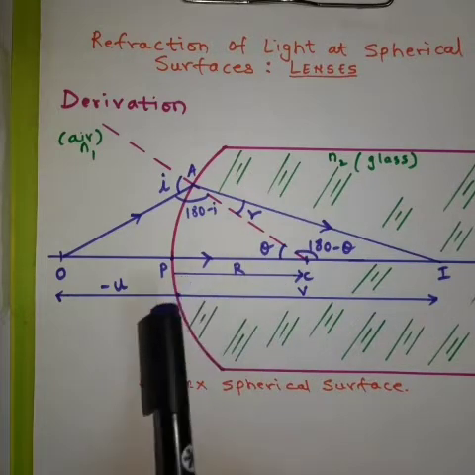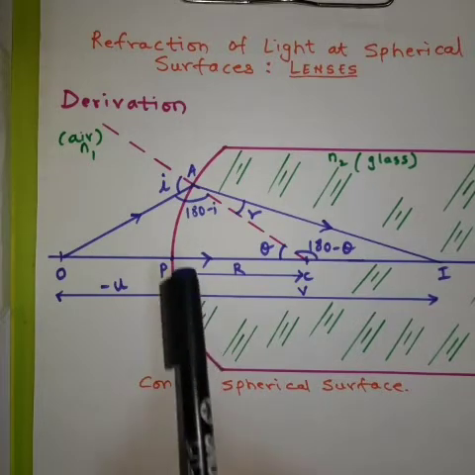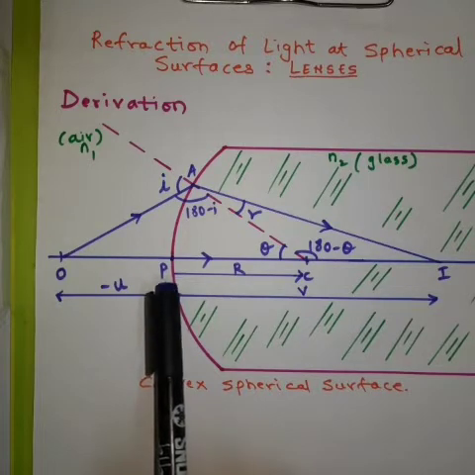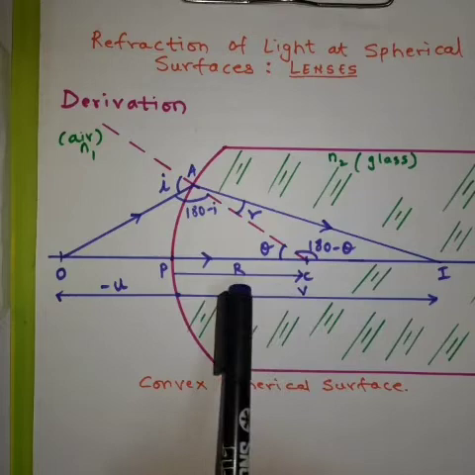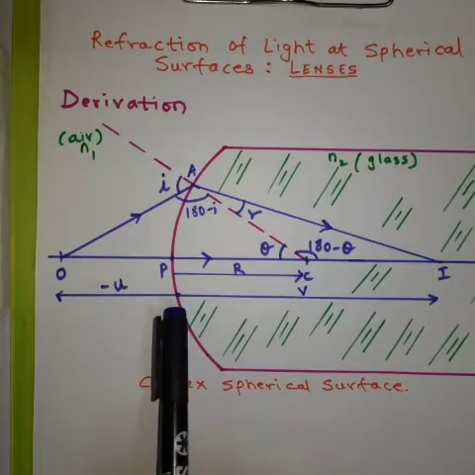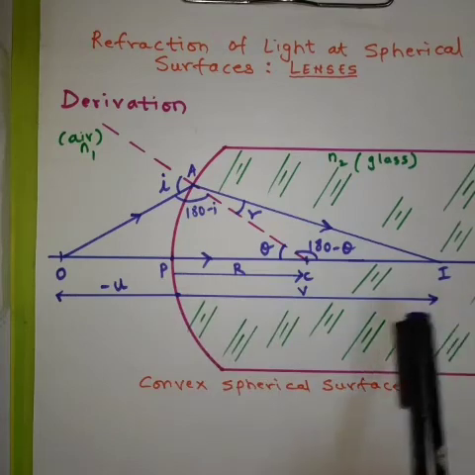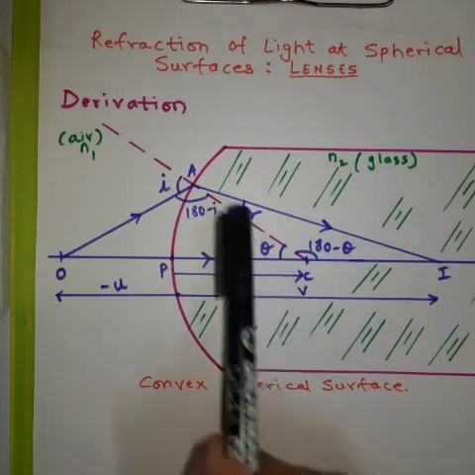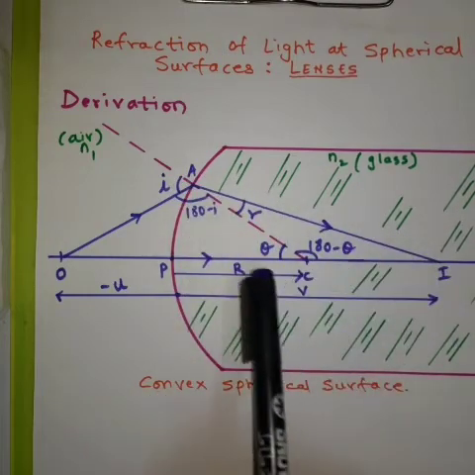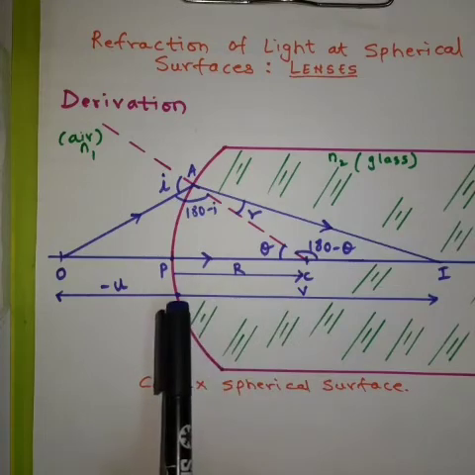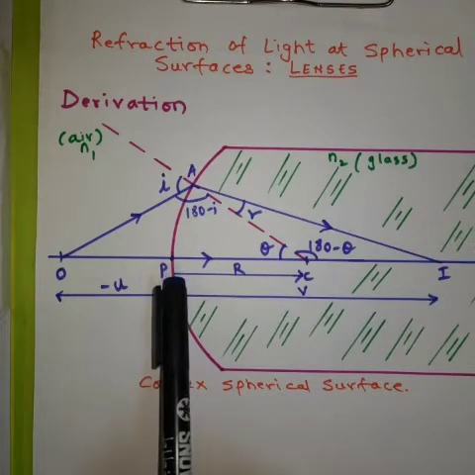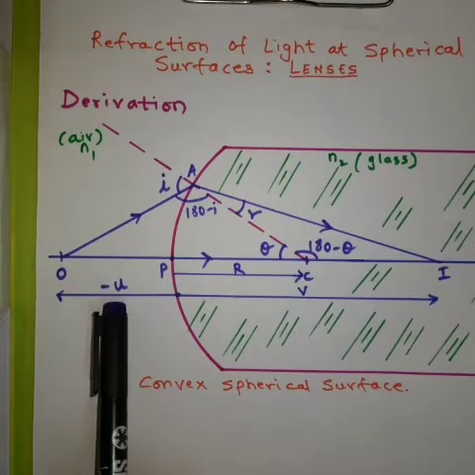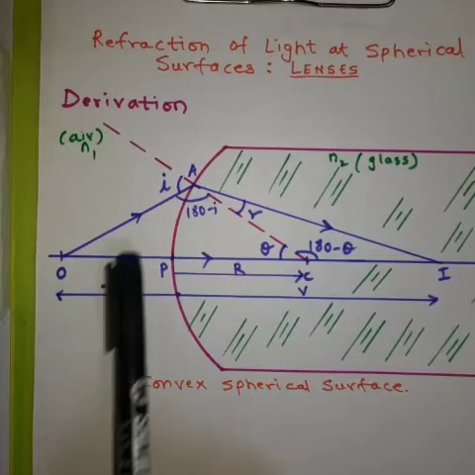For the other labeling, as you have learned in the Cartesian coordinate system, we measure all distances from the pole. So this is my pole. From the pole I measure up to C, which is the radius of curvature. From the pole I measure up to the image, which is v. Since we are measuring these distances in the direction of the ray, they are taken as positive. The distance measured from the pole up to the object is taken as minus u, because we are measuring the distance in the opposite direction of the incident ray.